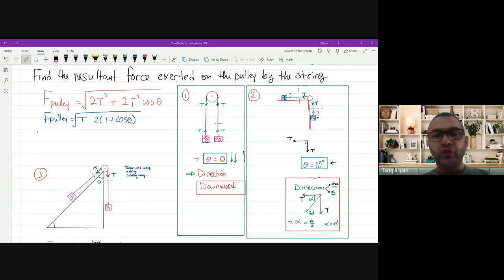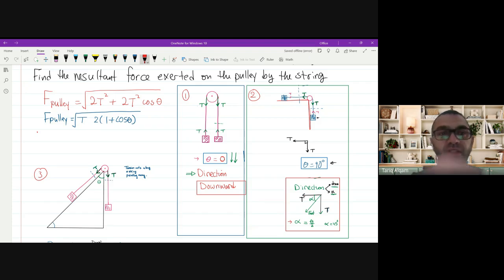In this video, I will show you how to calculate something related to a system of two particles. One of the things that you will be asked is to find the resultant force exerted on the pulley by the string. Something like this: if we have two objects hanged on a pulley.